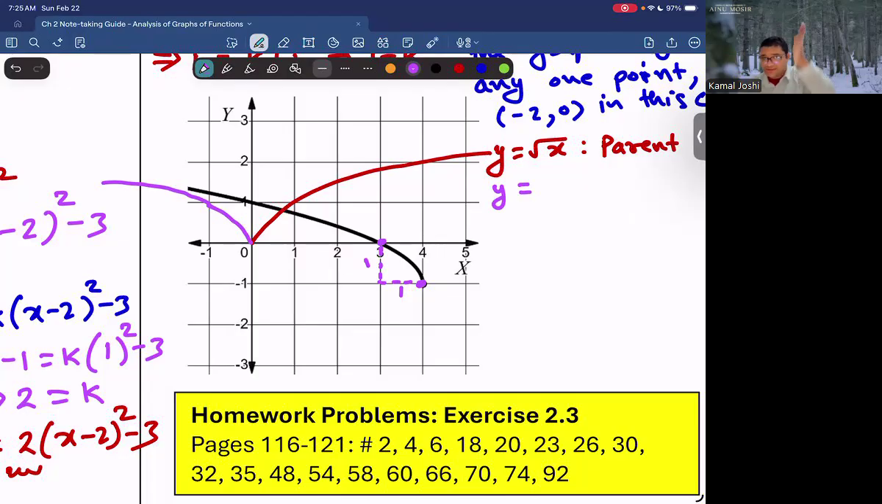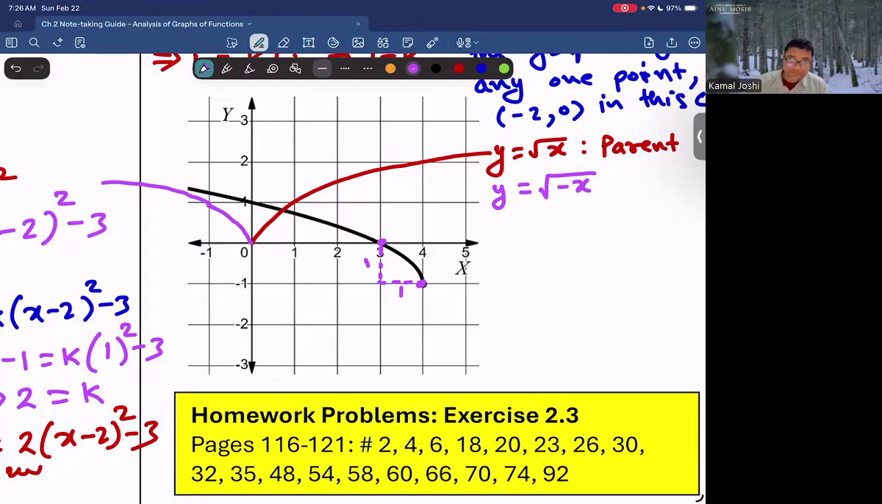Now what reflection? That's a reflection on the y-axis. If you reflect on the y-axis, the x coordinate becomes the negative x coordinate and vice versa, right? The y values, the vertical values, do not change. The x becomes minus x. So the equation of the violet graph is y equals root of minus x.